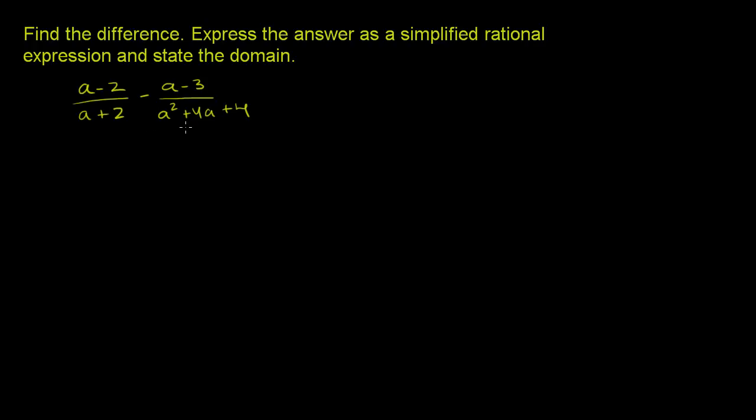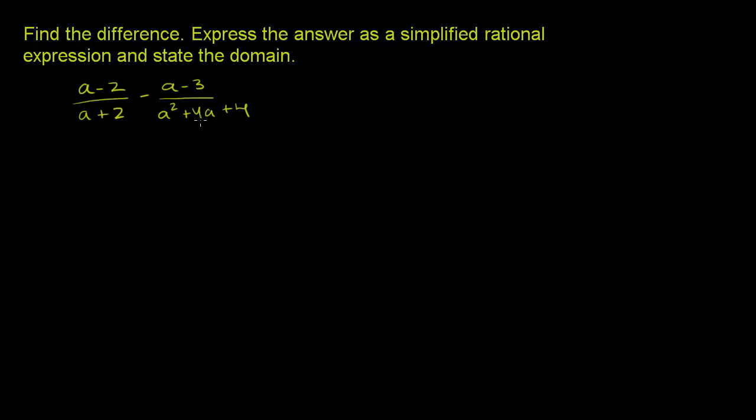And the best way to find a common denominator, if we're just dealing with regular numbers or with algebraic expressions, is to factor them out and make sure that our common denominator has all of the factors in it. That'll ensure that it's divisible by the two denominators here. So this one right here is completely factored. It's just a plus 2. This one over here, let's see if we can factor it.